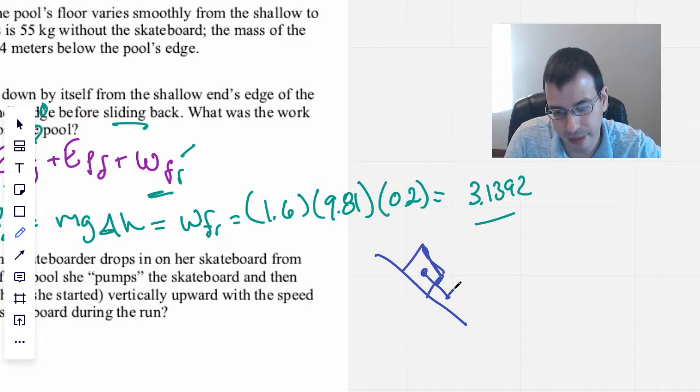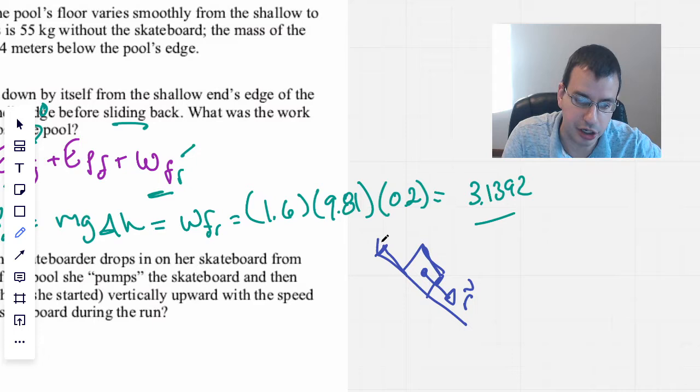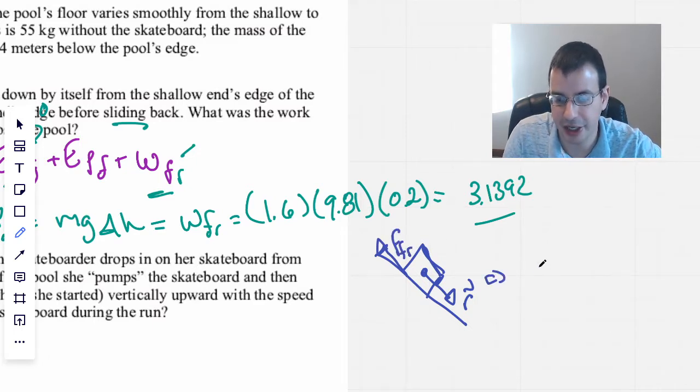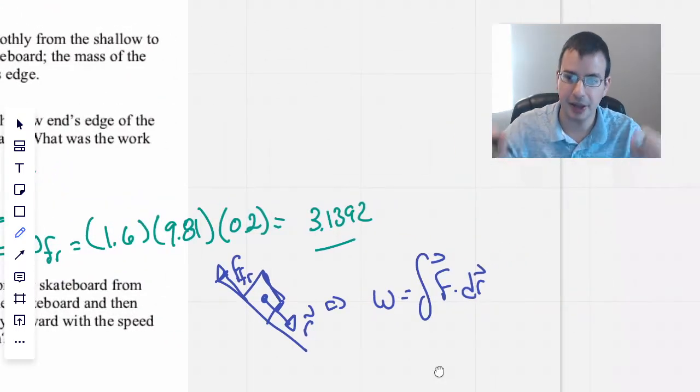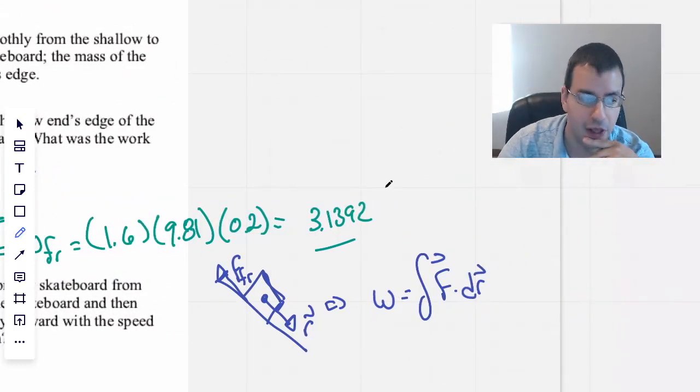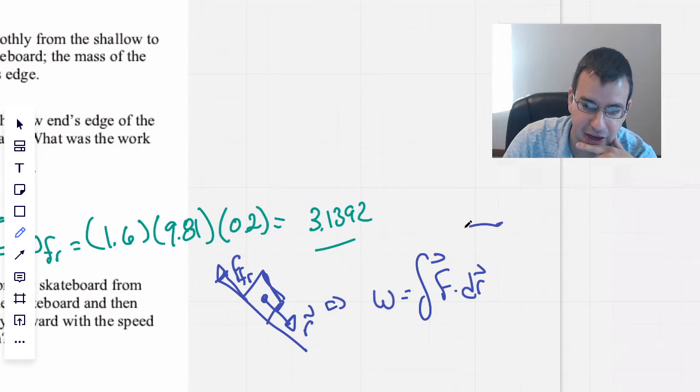So we have motion, I'm going to write this as R, going this way, and we have friction going this way, force due to friction. And the equation for work is work equals integral F dot dr, where both of these are vectors. So a dot product measures how parallel things are. Another way of thinking of it is the cosine of theta.